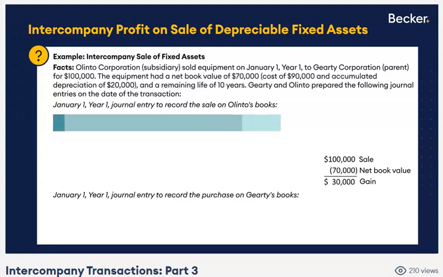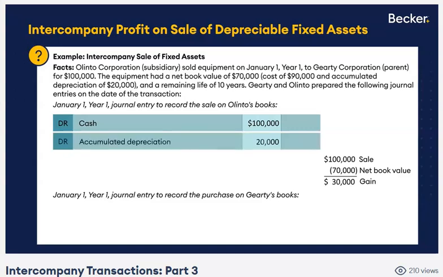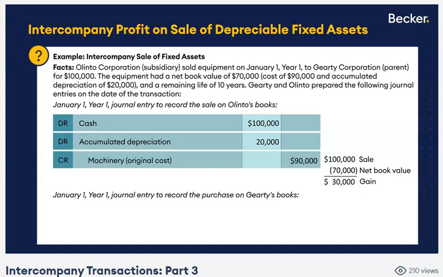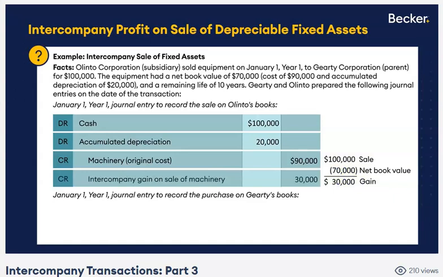All right, so on that date, on the sub's books, they book the cash. Hey, we got a $100,000 sale. They get rid of the accumulated depreciation for 20. They get rid of the machinery for 90. The net of those is the $70,000 net book value. And they say, hey, gain $30,000. Note, that's an internal gain. We're going to have to eliminate that.